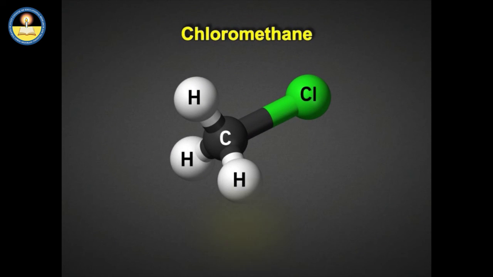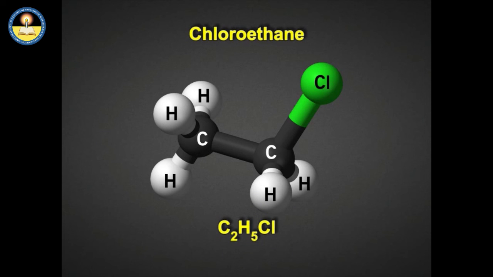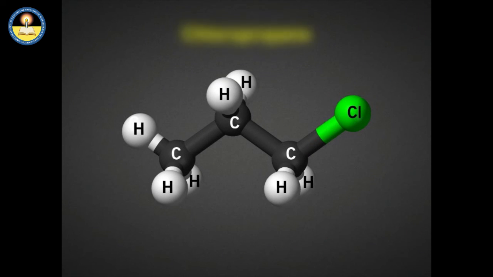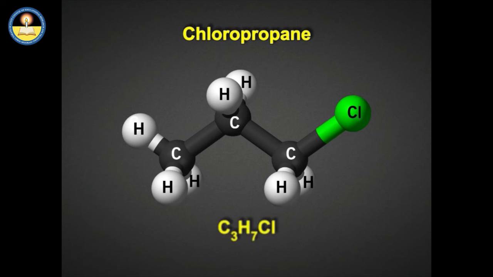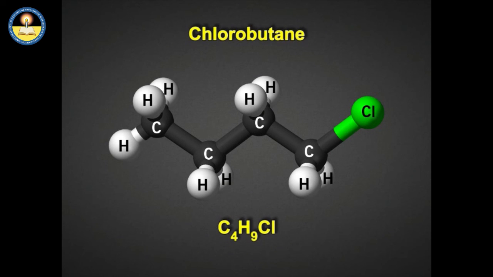Chloromethane has formula CH3Cl. Chloroethane has formula C2H5Cl. Chloropropane has formula C3H7Cl. Chlorobutane has formula C4H9Cl.